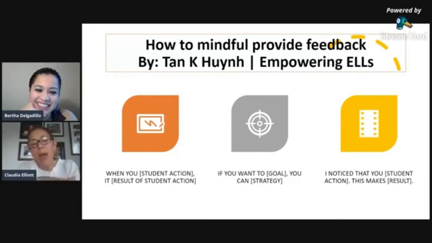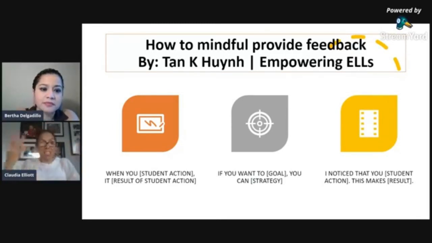This is a real one, and this was shared by Tang Hein when he came to my group to talk about social emotional learning in our world language classes. And this was so powerful. He talked about this when we provide feedback, focusing on the actions and not on the person. And he gave us these sentence frames, right? Because we all need sentence frames.